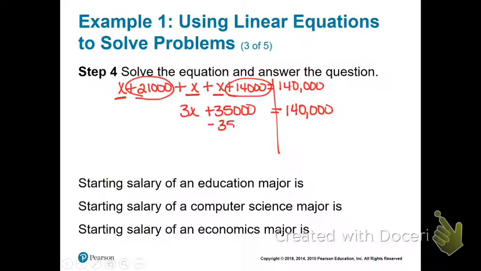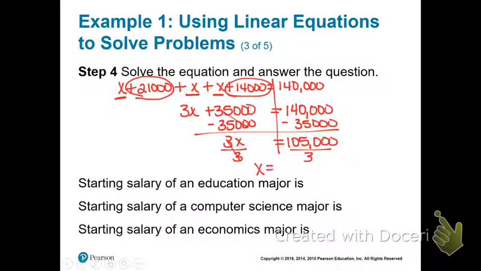Okay, to solve for x, we're going to subtract the 35,000. And so we get 3x is equal to 105,000. Divide by 3. And we find x equals 35,000. All right, so we solved for x, and now we're going to answer the question.